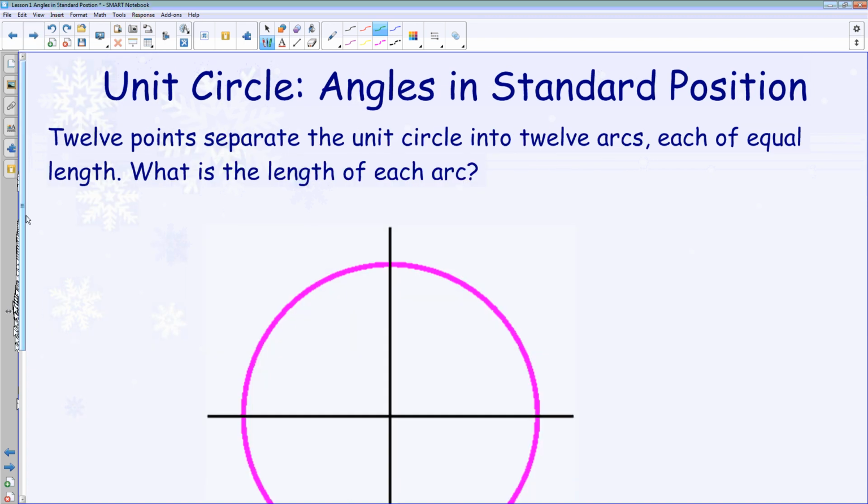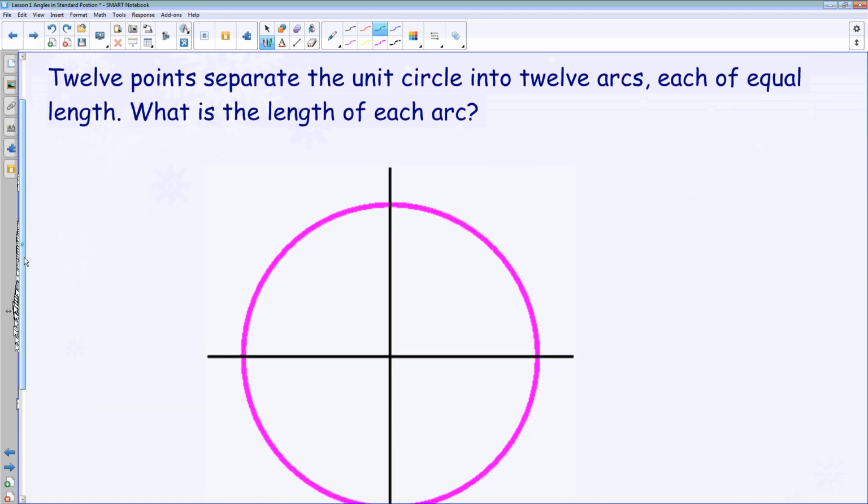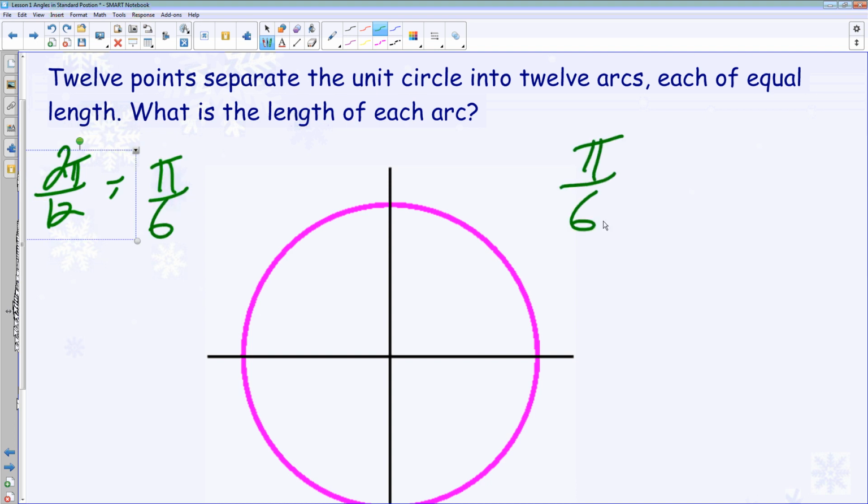Okay, so the other two families come when we separate our circle into 12 spaces. All right, so take that 2 pi and we're going to divide it by 12. This reduces to pi over 6. So this is our pi over 6 and something family, and we're going to fill in that something in just a moment.